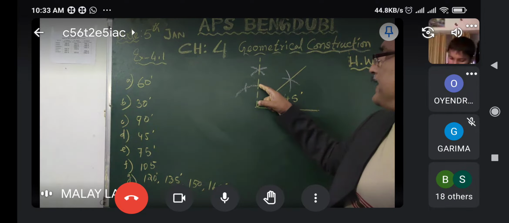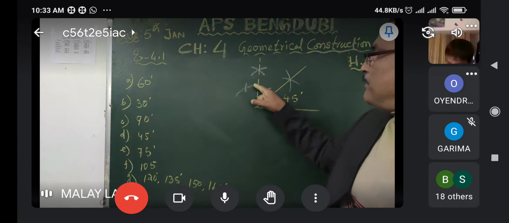And again, this is 90, this is 120. What is the sum of 90 and 120?